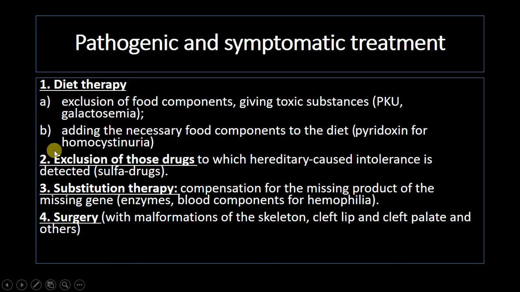The next way, exclusion of the drugs to which hereditary intolerance is detected, for example, sulfa drugs. The next way, substitution therapy, compensation for the missing products of the missing gene, for example, enzymes, some blood components for hemophilia. And the last type of treatment is the surgery. Surgery is used with a patient with difficult malformation of the skeleton, for example, cleft lip and cleft palate and others.